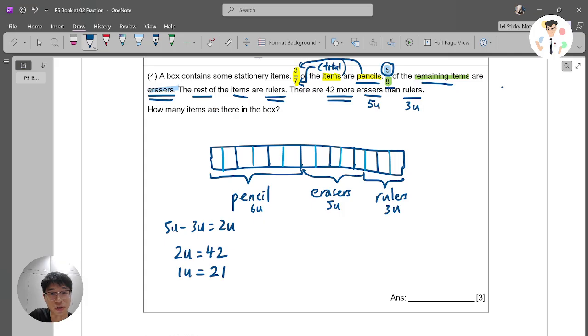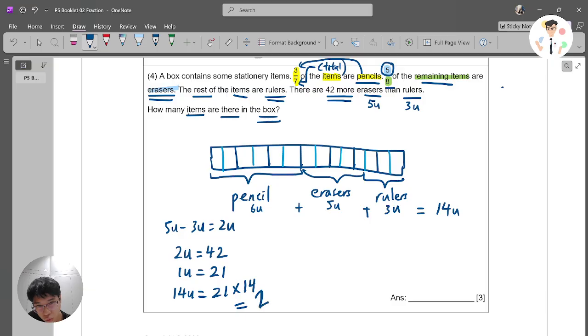My final question asks, how many items are there in the box? All these are the items. How many units in total? 6 plus 5 plus 3: 6, 11, 12, 13, 14. So it's 14 units. If 1 unit is 21, then 14 units is 21 times 14, which gives 294, if I'm not mistaken. So simple, and we are done.